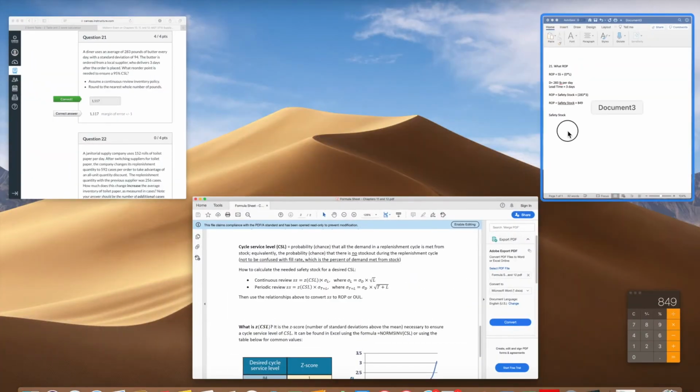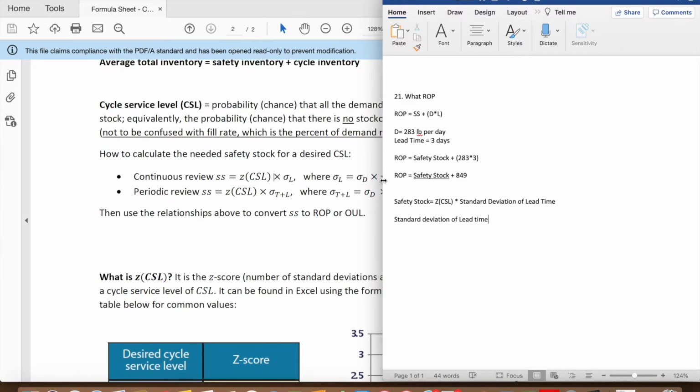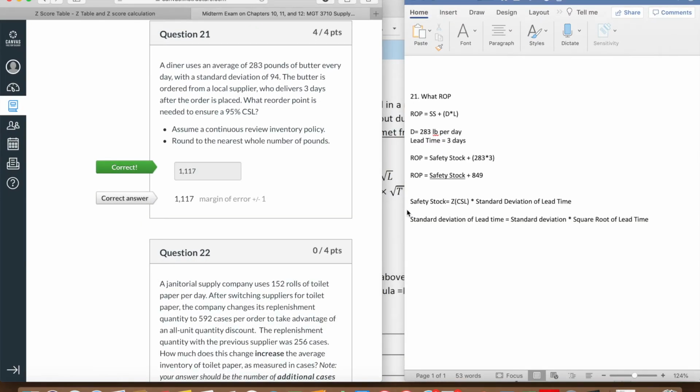So, safety stock is equal to Z cycle service level times the standard deviation of lead time. And the standard deviation of lead time, which is this circle with the L, is listed here. It is equal to the normal standard deviation multiplied by the square root of lead time.